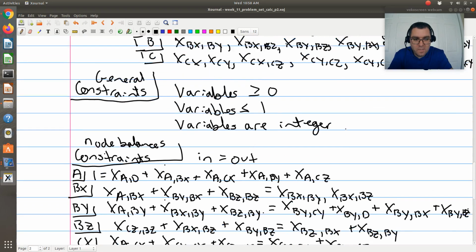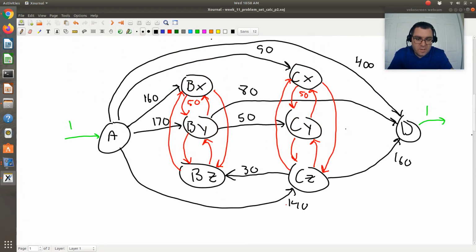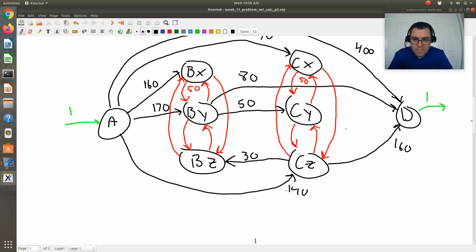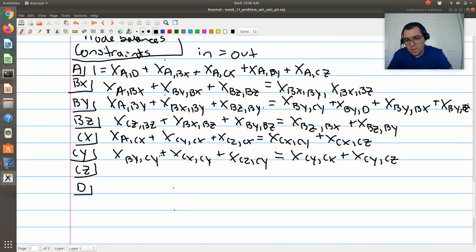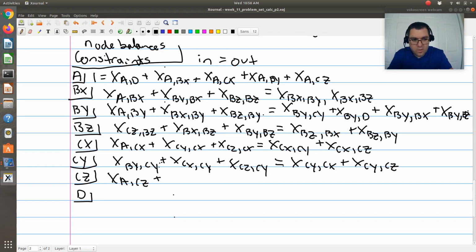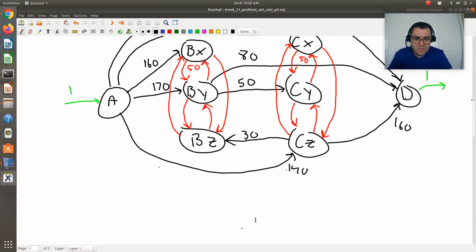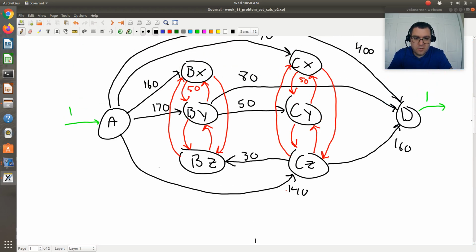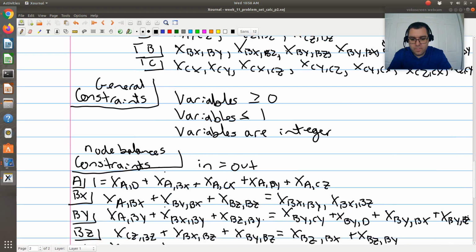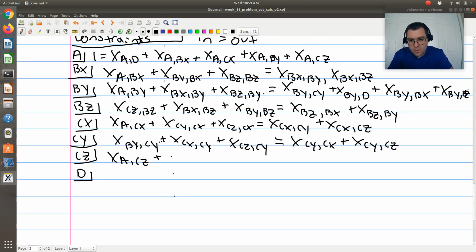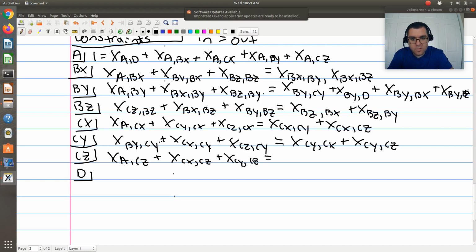Okay, now we get to CZ. Any flights into CZ? Yes, I have one from A. So I have X, A, CZ. Do I have any other flights in to CZ? There are no other flights in. So now it's just transfers from X or Y. So X starting in X, ending in Z, starting in Y, ending in Z. Okay, so that would be transfers in.